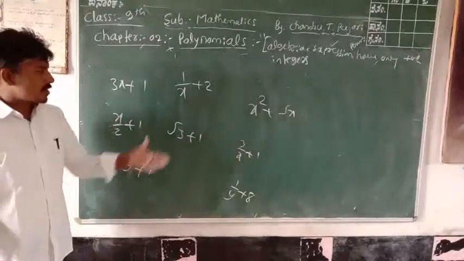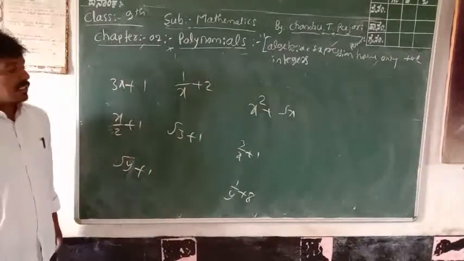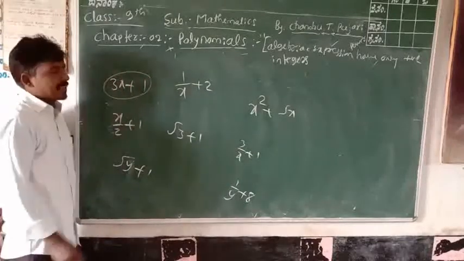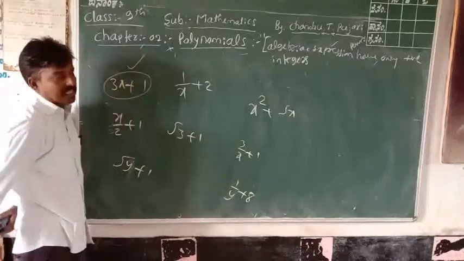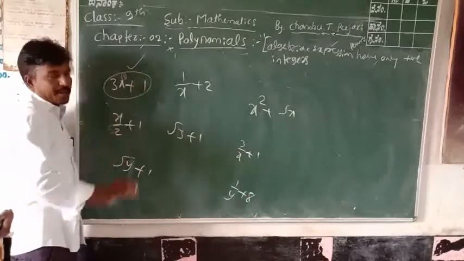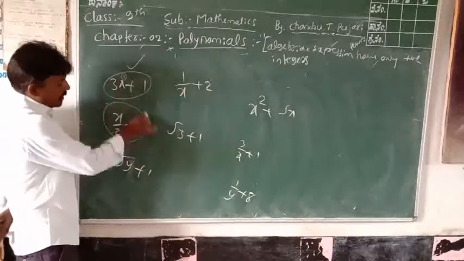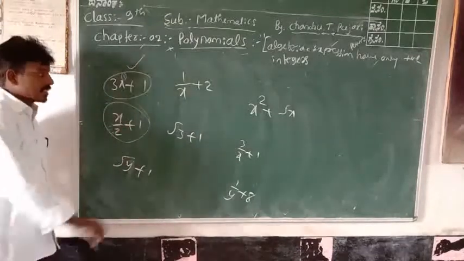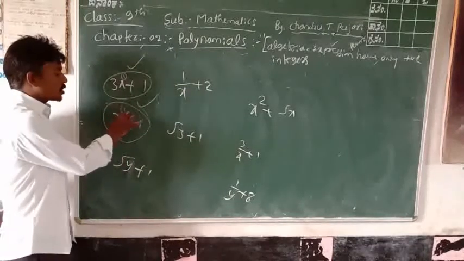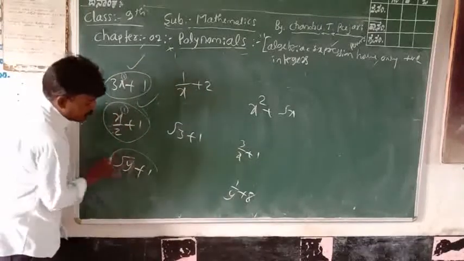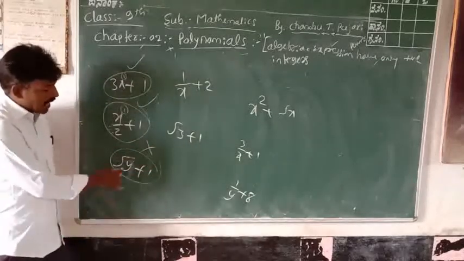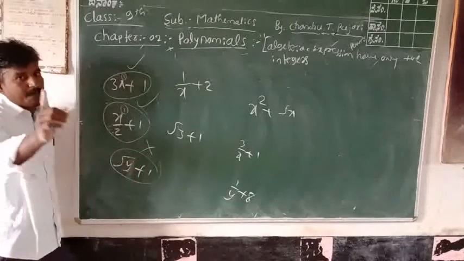Okay, compare among all these, which are polynomials? Yes or no? The first one: is this a polynomial or not? Yes, this is a polynomial, because in a polynomial the variable power must be a positive integer. The second one is also a polynomial, because the variable power is a positive integer. Next, this one: no, this is not a polynomial, because the variable power is not a positive integer.